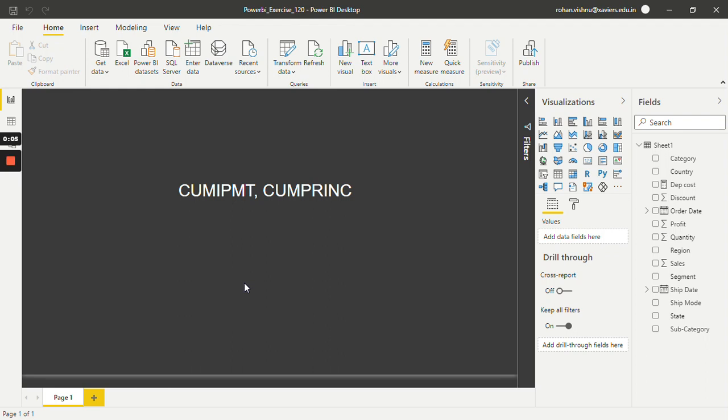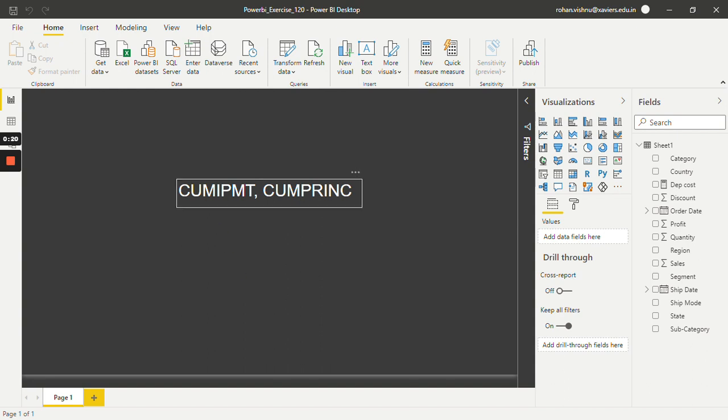In this tutorial, we are going to see what are cumulative financial functions in Power BI DAX. Cumulative financial functions are used to calculate the cumulative interest paid and cumulative principal paid on a loan between the start period and the end period.